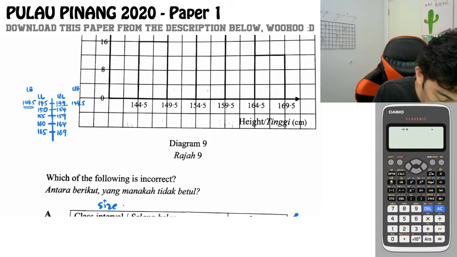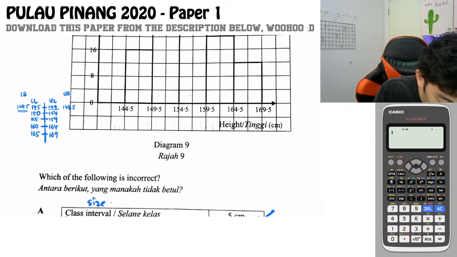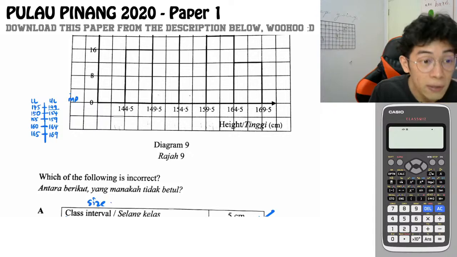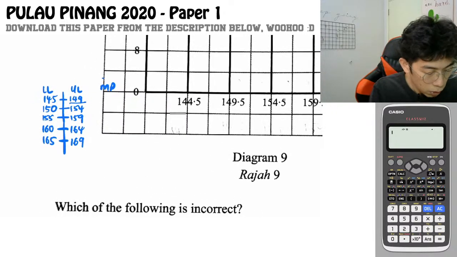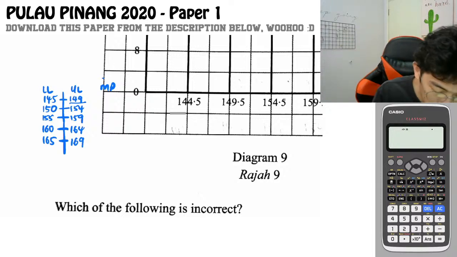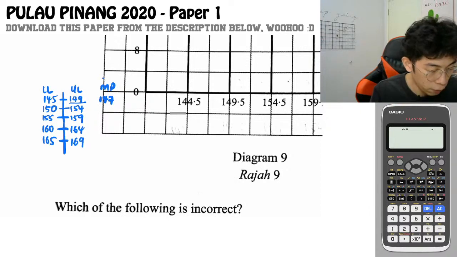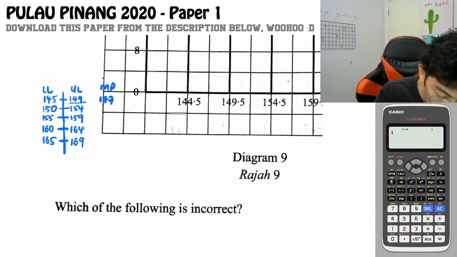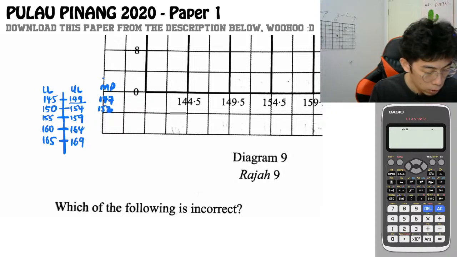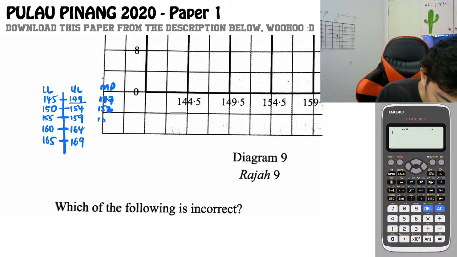Okay, midpoint everything. By the way, the lower boundary and upper boundary, I'll erase them because we don't need them here. I put the midpoint here so everybody can see it. 145 plus 149 divide by 2, your midpoint is 147. 150 plus 154 divide by 2 is 152. 155 plus 159 divide by 2. Basically it becomes a pattern already, you can straight away do it, you see.